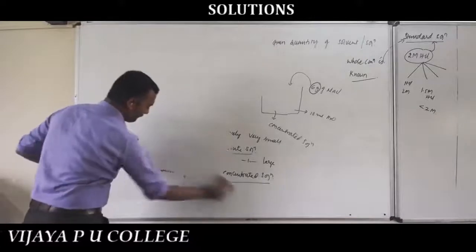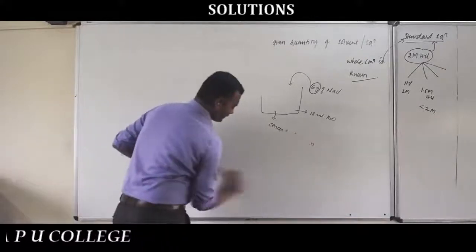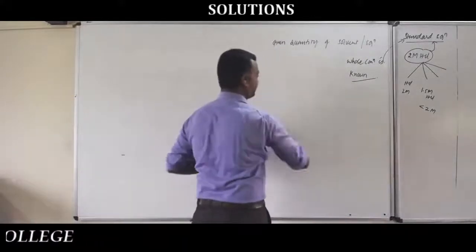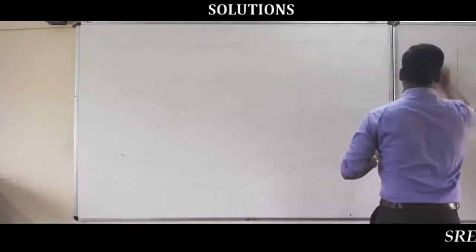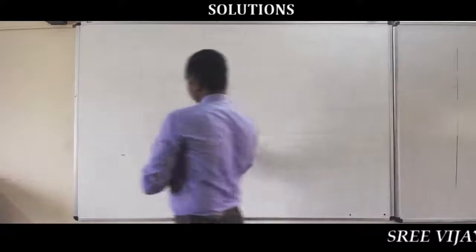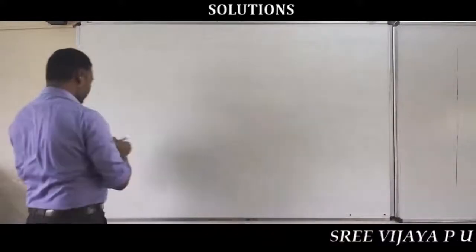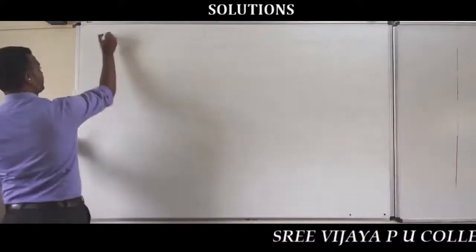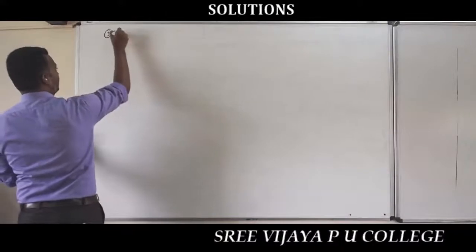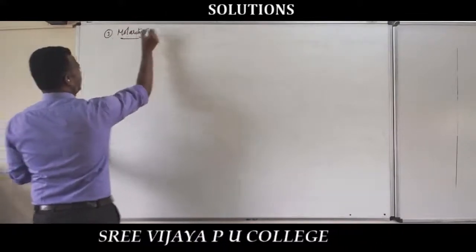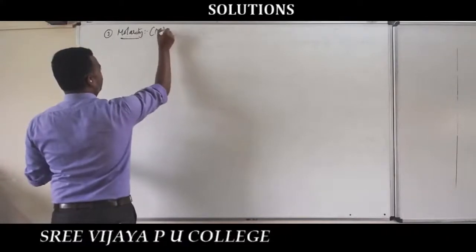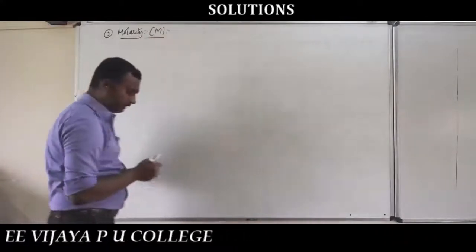First one, molarity. That concept is already studied in the first chapter, Some Basic Concepts in Chemistry: molarity, mole fraction, mass percentage, mass by volume percentage. But we can discuss one by one. So that is the first one, molarity, indicated by capital M. Very important for 1 mark.